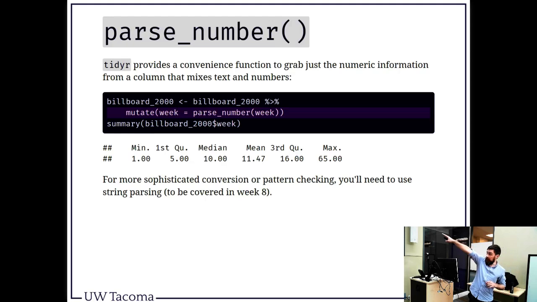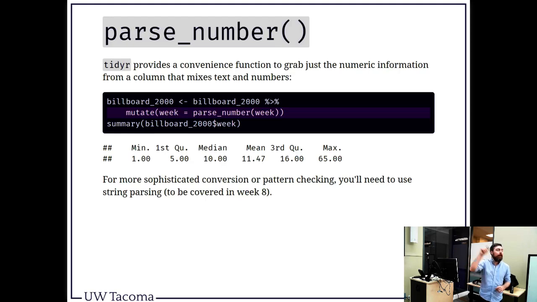So I take my Billboard 2000 data, I pipe in a mutate, I'm going to replace the week column. So in mutate, if you want to replace a column, just write a new column with the same name. It overwrites that column. R works this way in general. So I say, new column week is going to be equal to parse number week. What this is going to do is it's going to go to every entry in that entire column, and it's going to just pull out whatever numeric information there is and discard the rest, and automatically convert it into a numeric column.